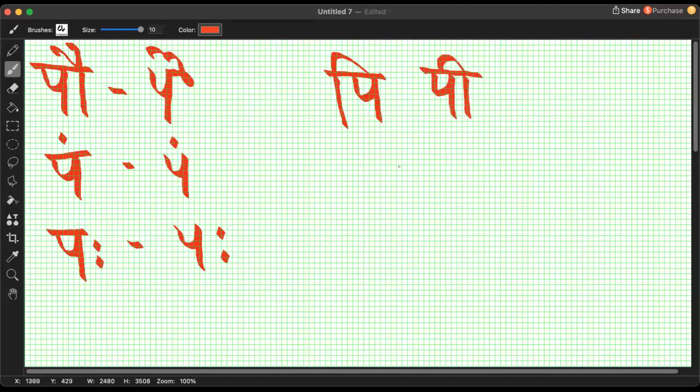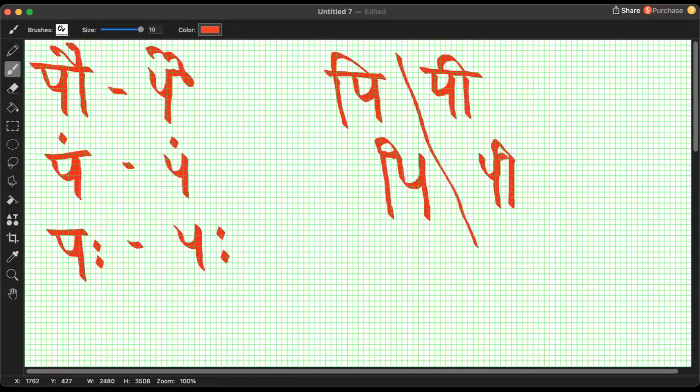In Sharda, we know that it has no Shiroreka. So if you're writing this E matra, the first E matra, it will be on the left part of this alphabet. It will connect here. And if you're writing the long E matra, it will be on the right part of the alphabet, which will connect here. We have to just make sure that the Shiroreka does not exist for P, and this will always be vacant when you're writing E and E matra.